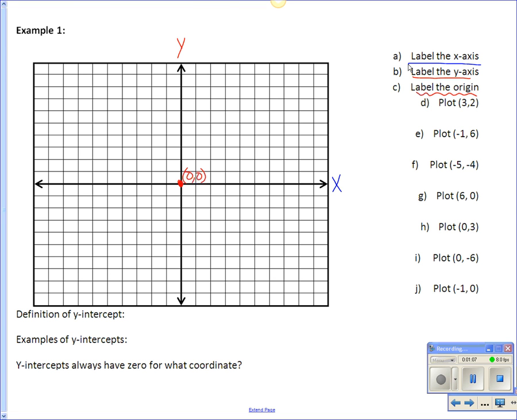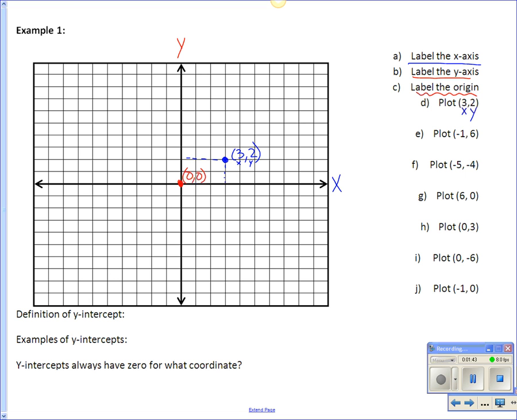The next point to plot is 3, 2. You always label your points X and Y. You always put X and Y underneath a point. So you will go 3 on the X. So 1, 2, 3 on the X and up 2 on the Y. And that point 3, 2 is right there. So 3 is your X value and 2 is your Y value.